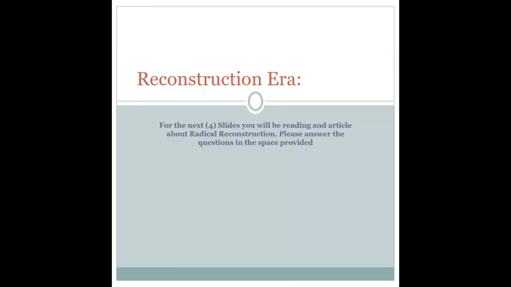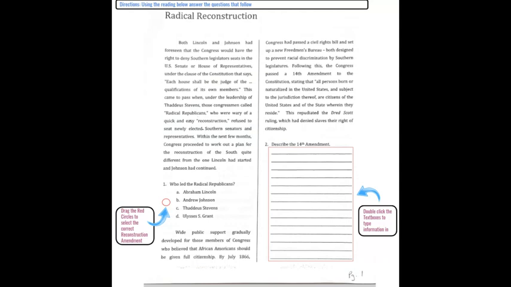For the next 4 slides, you will be reading an article about radical reconstruction. Please answer the questions in the space provided, okay? So what you're going to do is, if the text looks small, you have a little zoom button in the top left screen. I'll show you at the end of the video what that looks like, or you can just see the little magnifying glass, and you can zoom in if you need to.